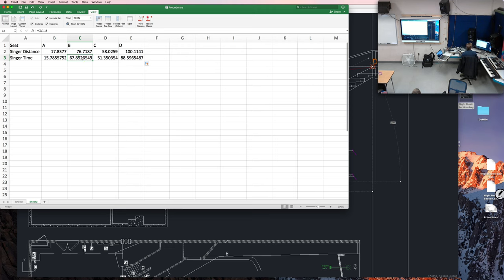Okay, so that is the time that it's going to take for the singer's voice to get to each of those seats. So it's going to take 88.5 milliseconds for the sound of the singer to get to the back row balcony. Okay, all right, so now what I want to find out is how far away is the loudspeaker from each of those seats?